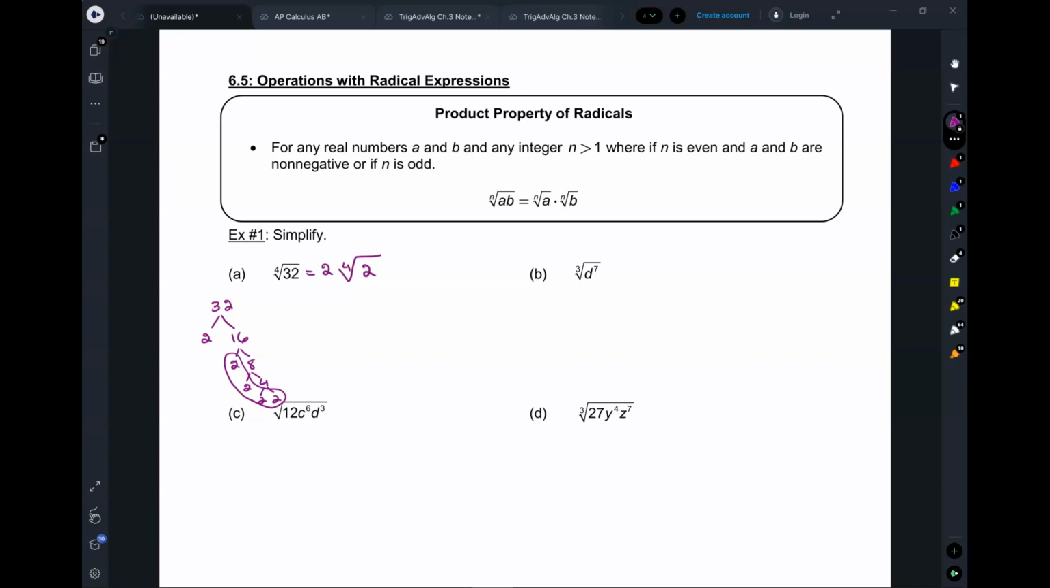Okay, next, you have the cube root of d to the 7. Well, d to the 7 is just 7 d's, right? This is the cube root, meaning you can group them by 3's. Here's one group and another group. Each of these groups comes out as a single d, so d squared will come out, and I have cube root of d left. Okay?